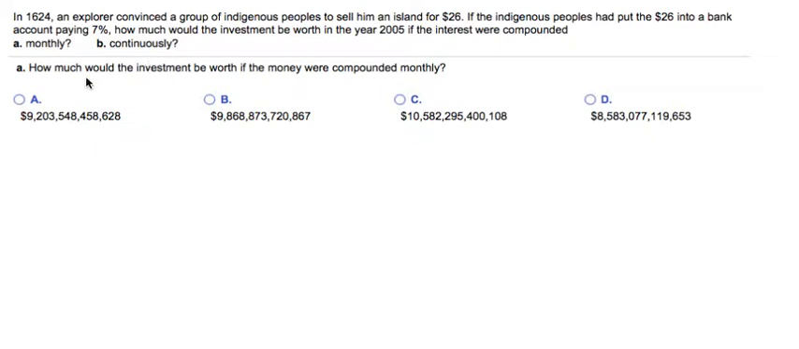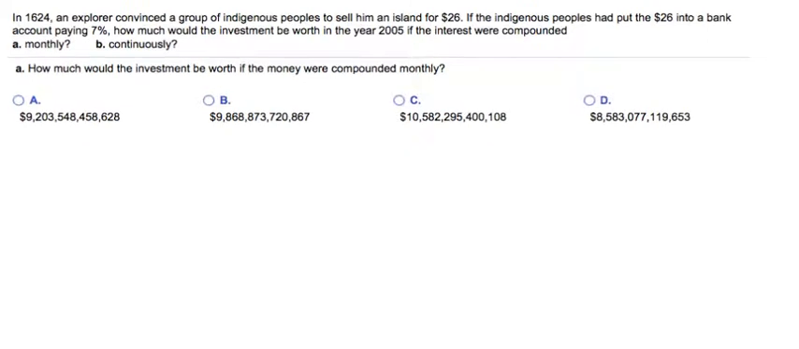So how much would the investment be worth if the interest were compounded monthly? For that, we're going to use the compound interest formula. A, the amount after t years, equals the initial investment times 1 plus the interest rate over n, to the power of nt. Now, n is the number of times that it's compounded per year. So if we are finding what it would be worth if it had been compounded monthly, that tells us that n is 12 times per year.